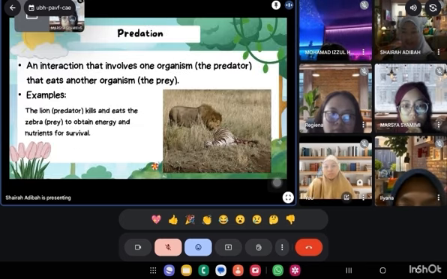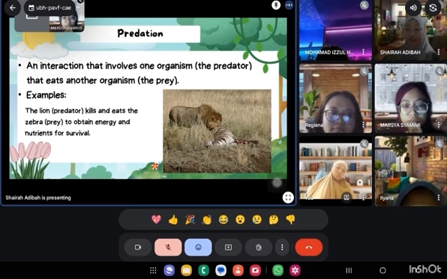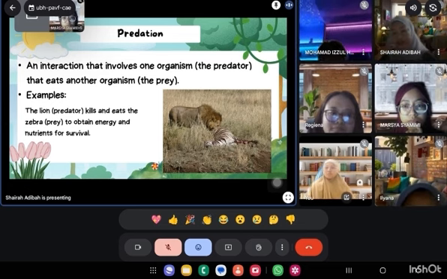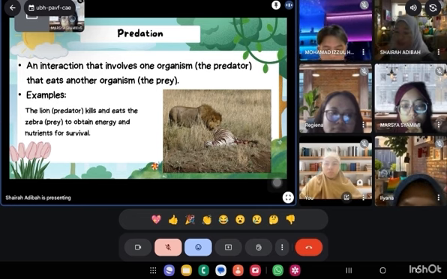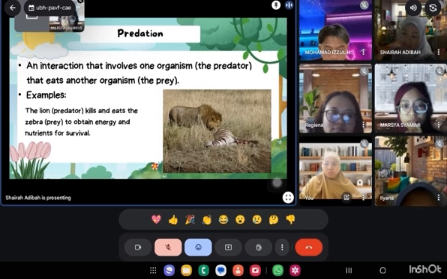Okay. Next, predation. So predation is actually the interaction that involves one organism, which is the predator, that eats another organism, the prey. So as you can see in this picture, the lion, which is the predator, kills and eats the zebra, which is the prey, to obtain energy and nutrients for survival.